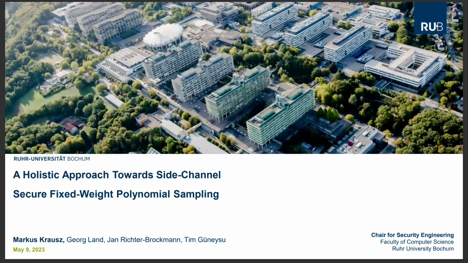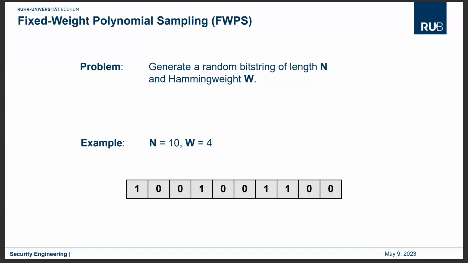Okay. So hi and welcome to my talk about side channel secure fixed weight polynomial sampling. So what is fixed weight polynomial sampling? It's quite a simple problem actually. We want to generate a random bit string of length n and Hamming weight w. For example, with n equal to 10 and w equal to 4, we have a bit string of length 10 where we have 4 ones and 6 zeros.